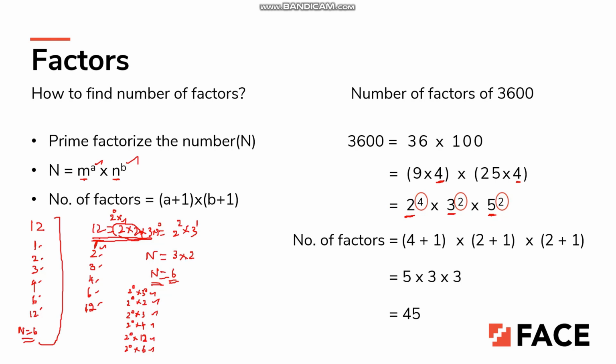So for larger numbers, we cannot simply write the factors one by one as we did for 12 here, right? So like this 12, we cannot write all the factors for 3600, right? So that is the reason we are using this trick to find out the number of factors of any number.